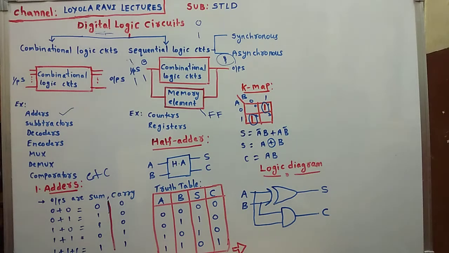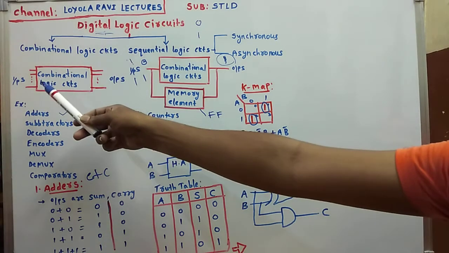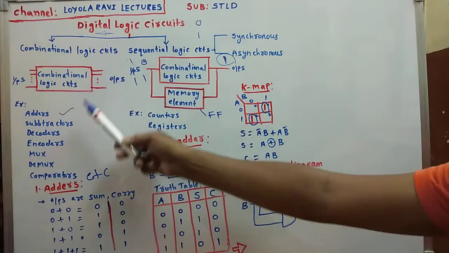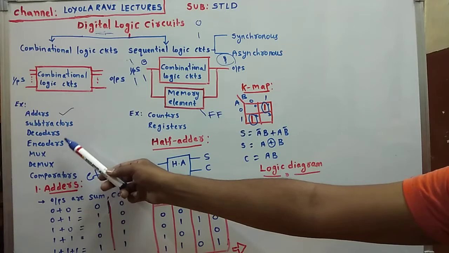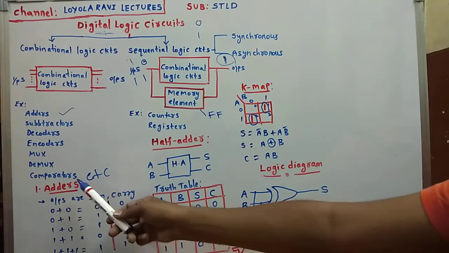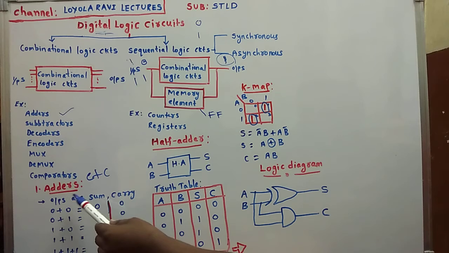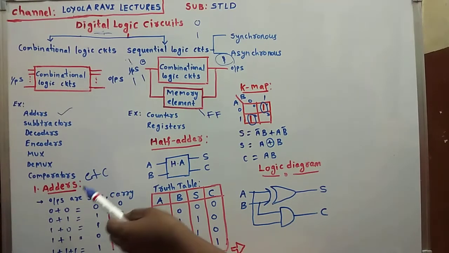Again, the combinational logic circuit is nothing but a circuit whose output depends on the combination of inputs only. That's why it is a combinational logic circuit. Examples are adders, subtractors, decoders, encoders, multiplexers, demultiplexers, comparators, etc. These are some examples. Go for the first example, adders. Adder is used for addition purposes.